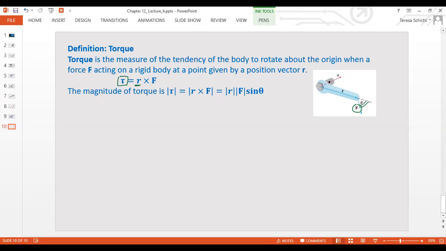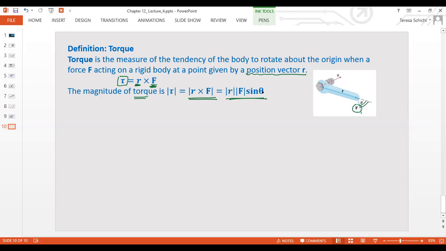This is perpendicular to R and the force, right? So the torque is equal to R, which is the position vector. It's very similar to the work we did before. So it is R cross product F. The magnitude of the torque is just the length of R cross F, so you can use R F sine theta.